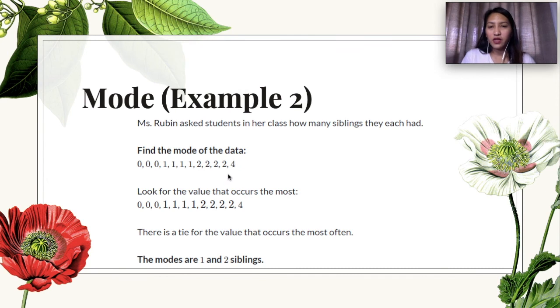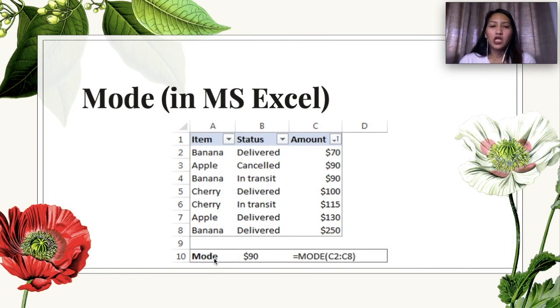So, another example. Ayan, paano naman kung parehong dalawang data yung magkapareho sila ng mas madami? If there is a tie for the value that occurs the most often, dalawa yung mode natin, 1 and 2. In Excel, you use the formula mode and then the range ng cells na kukuhanin mo. So, dito, mode for C2 to C8 is 90. Actually, pwede rin siya sa mga nominal data. Okay.